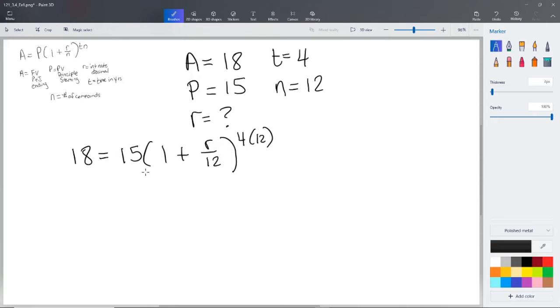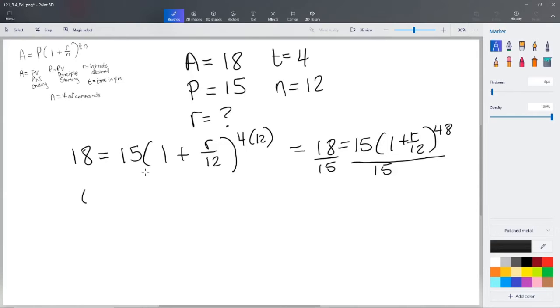So let's take this one step further next. We still have our 18. We still have our 15. We still have 1 plus R over 12, but we know that 4 times 12, we can use our calculator to have it equal 48. Slightly nicer. All right, let's divide both sides first by 15 here so we can get this reduced. 18 divided by 15 can be reduced down to 6 over 5. So 6 over 5 is equal to 1 plus R over 12 to the power of 48.